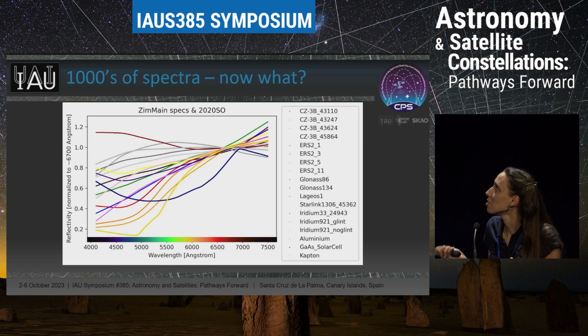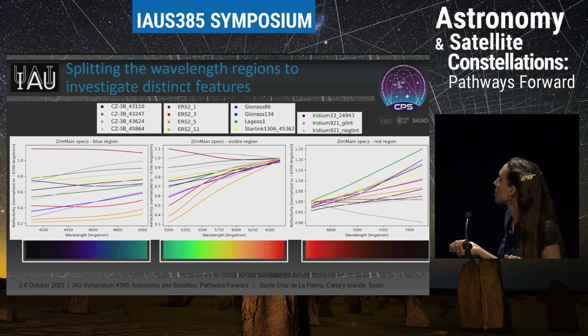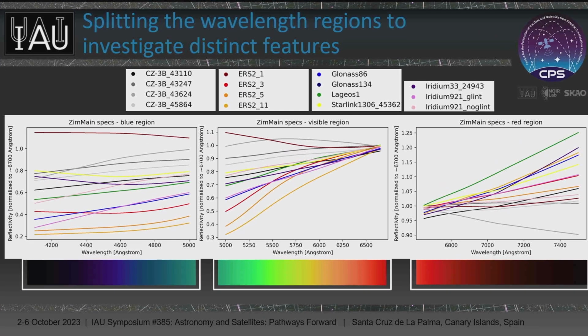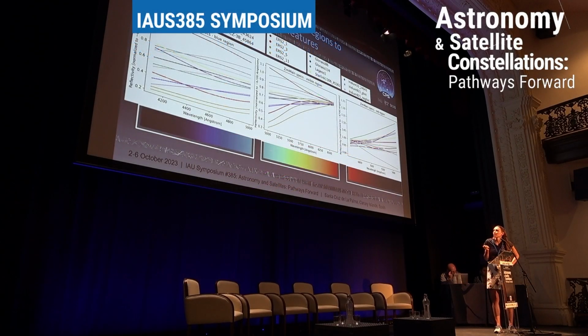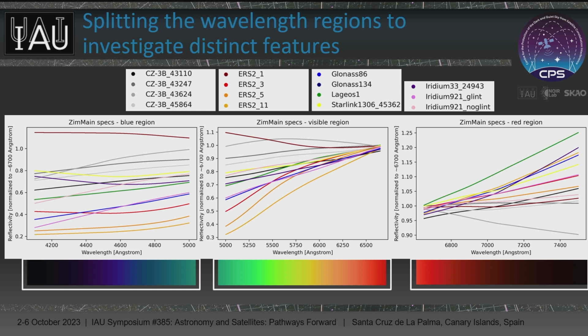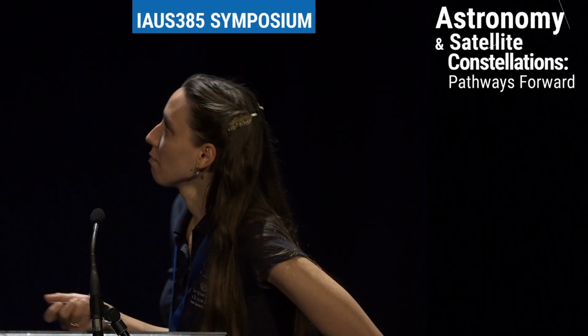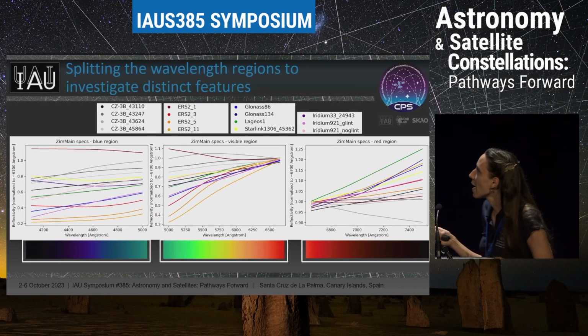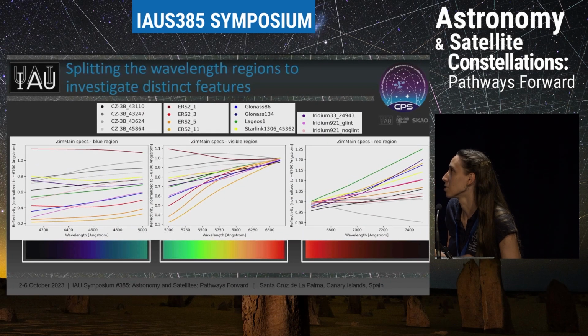So in order to somehow study these spectra, we decided to split them into different wavelength regions and study them in more detail. The first group would be the blue region, which is from 400 to 500 nanometers. The second one would be visible, from 500 to 655, and then from 655 all the way to 750 nanometers, that would be the red region. This is just a sample of all of the objects we observed. And we see in the blue region that the slope changes roughly, and then also changes the reflectivity or the relative intensity.